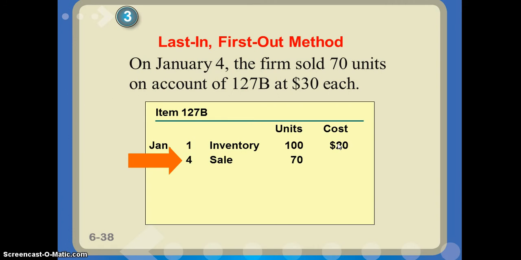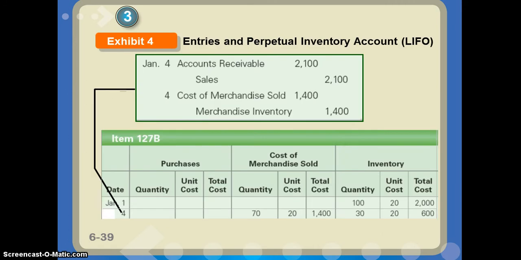Does your journal entry look like this? Accounts receivable is debited for the $2,100. Sales are credited. Then you also have to record your cost of merchandise sold, and that was at $20 per unit.